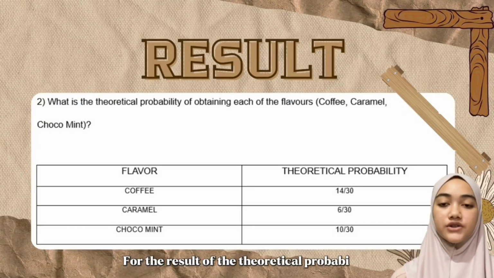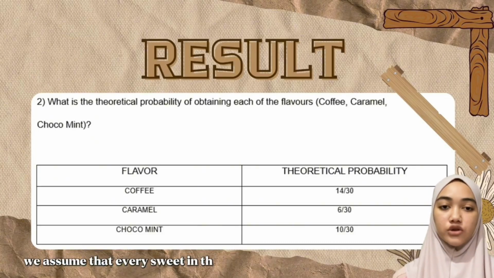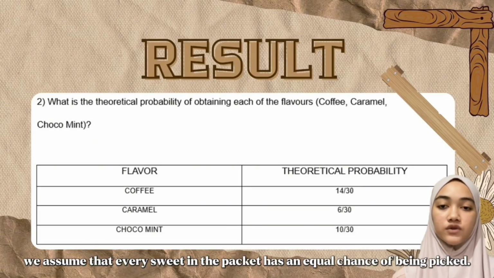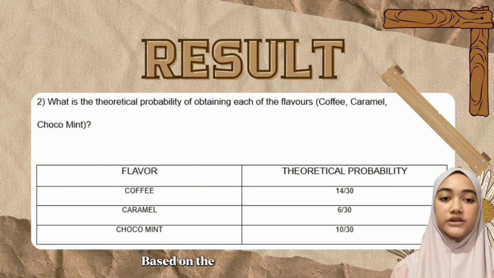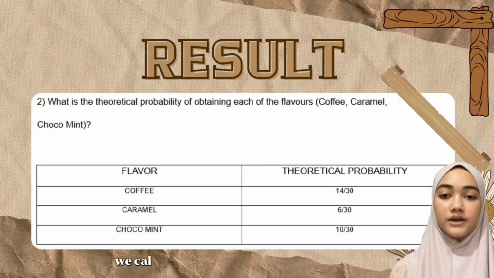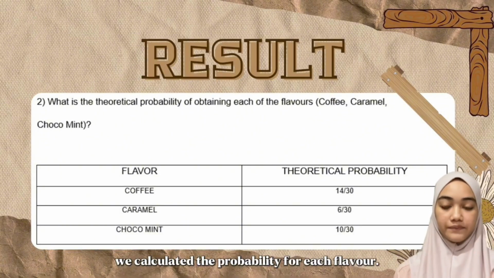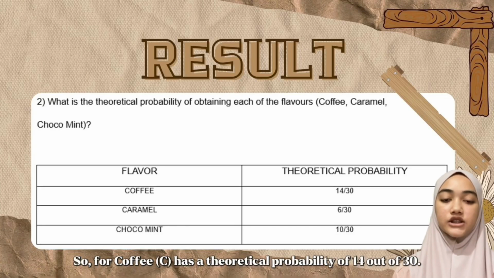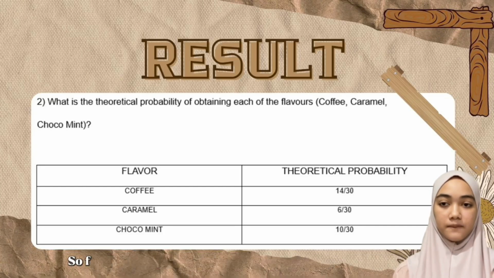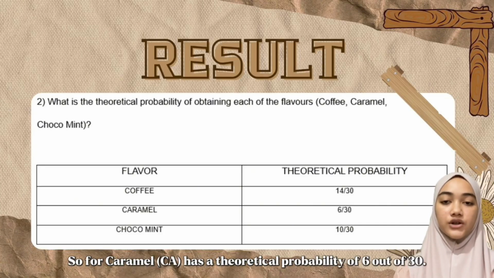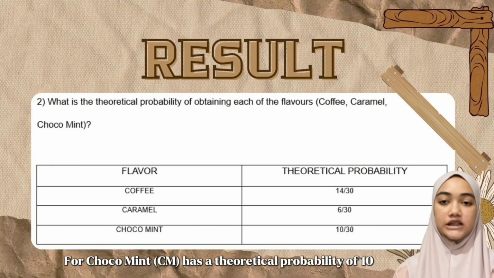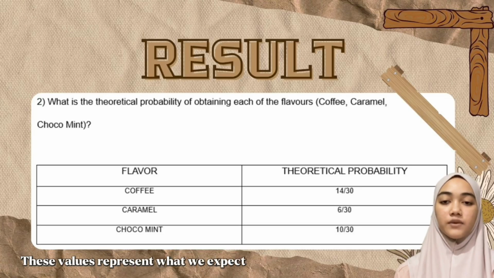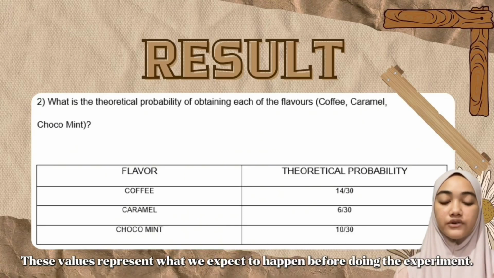For the result of the theoretical probability, we assume that every sweet in the packet has an equal chance of being picked. Based on the total number of sweets, we calculate the probability of each flavor. So for the coffee, it has a theoretical probability of 14 out of 30. For the caramel, it has a theoretical probability of 6 out of 30. For the chocolate mint, it has a theoretical probability of 10 out of 30. This value represents what we expect to happen before doing the experiment.